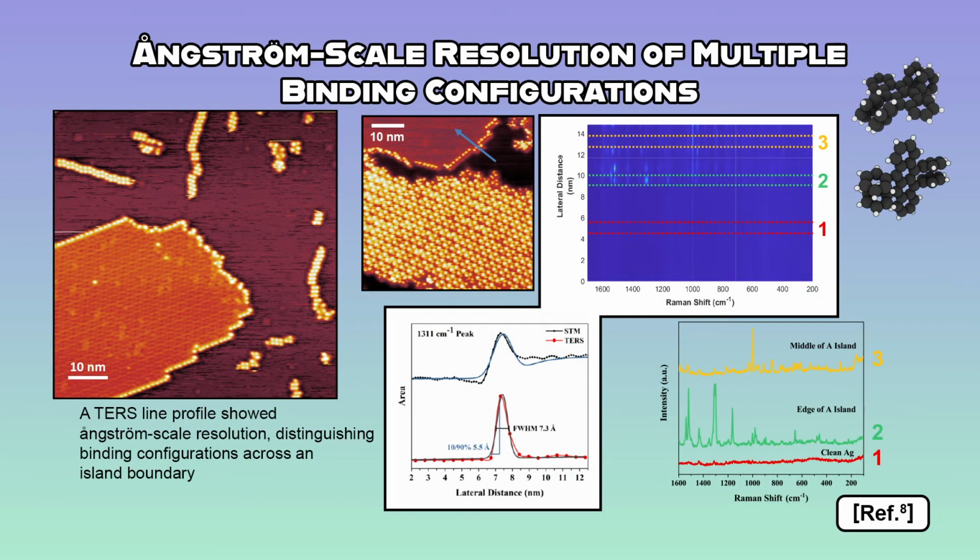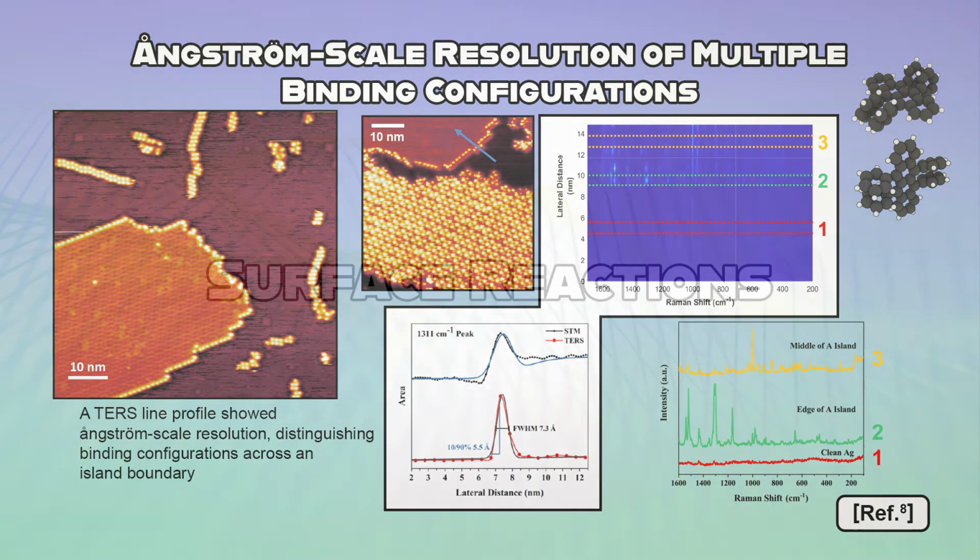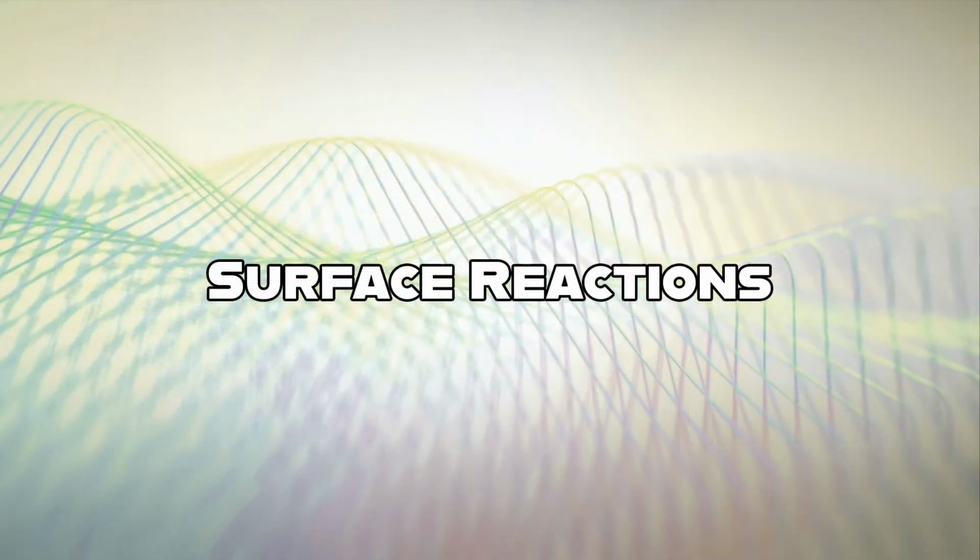The spatial resolution of TERS was tested by acquiring sequential spectra across the boundary of a molecular island, as shown here, where the 1311 wave number vibrational mode corresponds with a perpendicular orientation, resulting in Angstrom scale resolution of the different binding orientations. Moving beyond molecule-substrate and intermolecular interactions, we have used UHV STM TERS to study surface reactions.